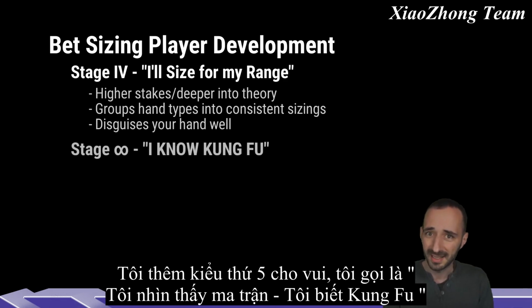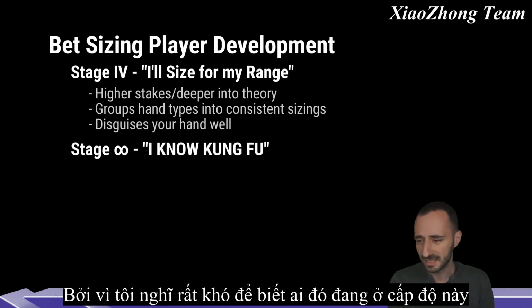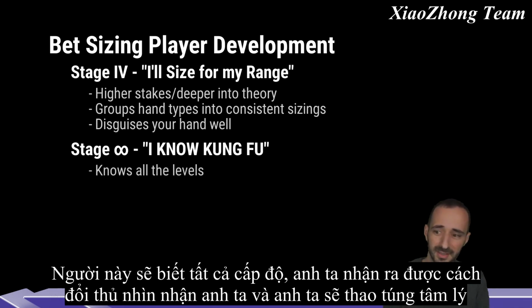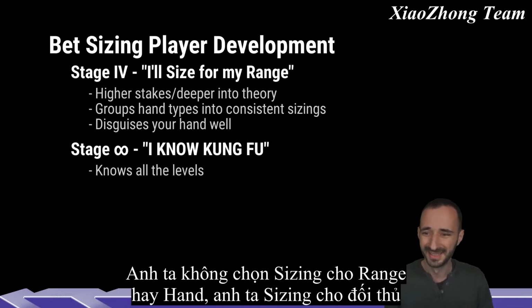I call this "I can see the matrix," because it's tough to tell if someone is at this level, but this guy is actually aware of all the different levels, and maybe he's aware of how his opponent perceives him, and then he starts doing manipulative stuff. So he's not sizing for his range, and he's not sizing for his hand. He's actually sizing for his opponent in a way.